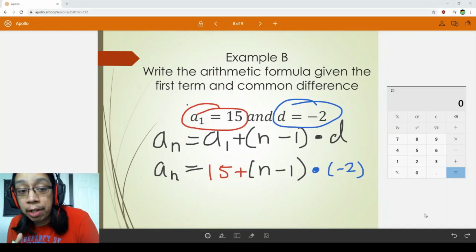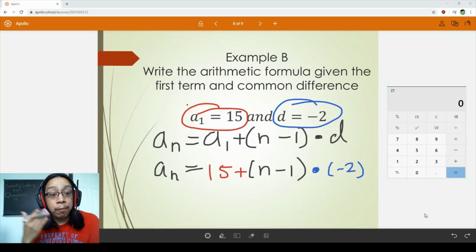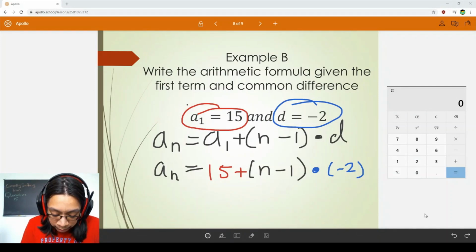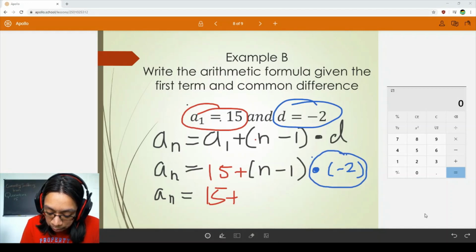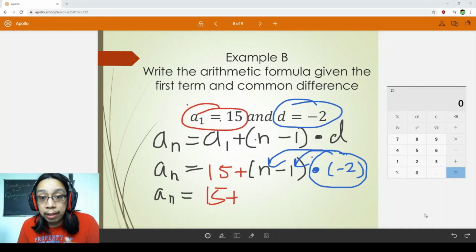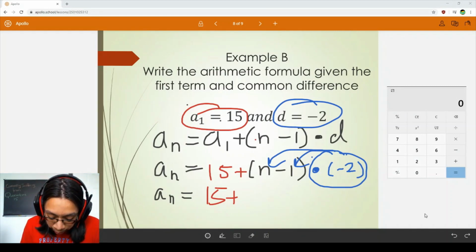So notice that we're already going through the first steps. We know what a1 is, we plugged it in. We know what d is, we plugged it in. Now we're just going into our final step. We're going to go ahead and simplify what we have left over. So a sub n, we're going to bring down that 15. We're going to take it step by step just to keep it simple. We're going to take this negative 2 that's on the outside here, and we're going to distribute it. So if we do that, look what we get. Negative 2 times n is negative 2n. Negative 2 times negative 1 is positive 2.